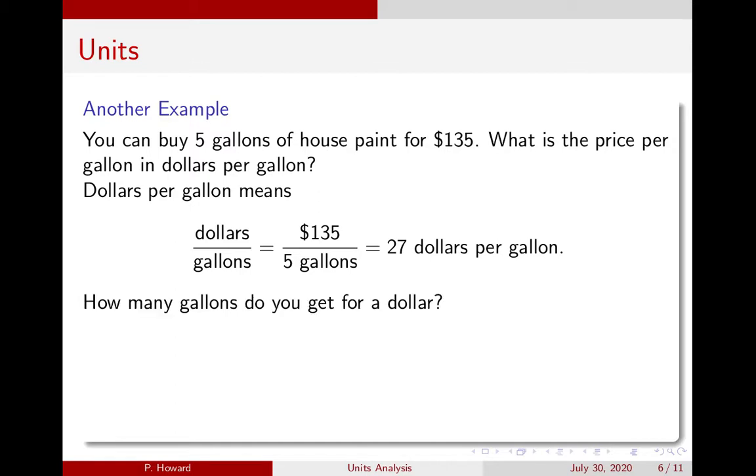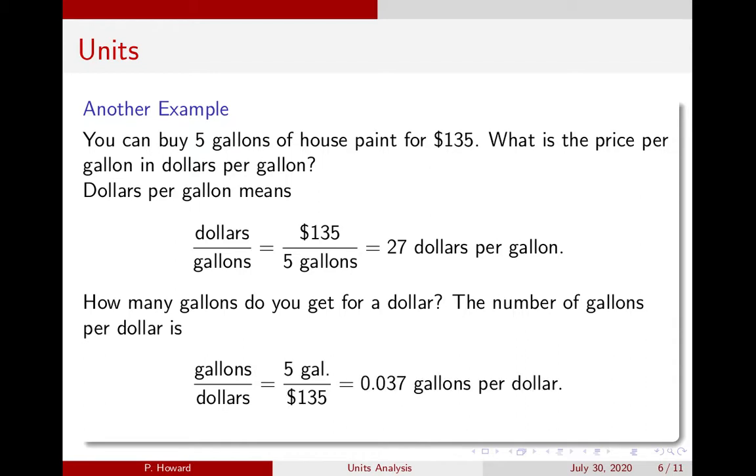Similar question, how many gallons do you get for $1? Here we are asking for gallons per dollar. So the number of gallons per dollar is gallons divided by dollars. That's 5 gallons divided by $135, 0.037 gallons per dollar.